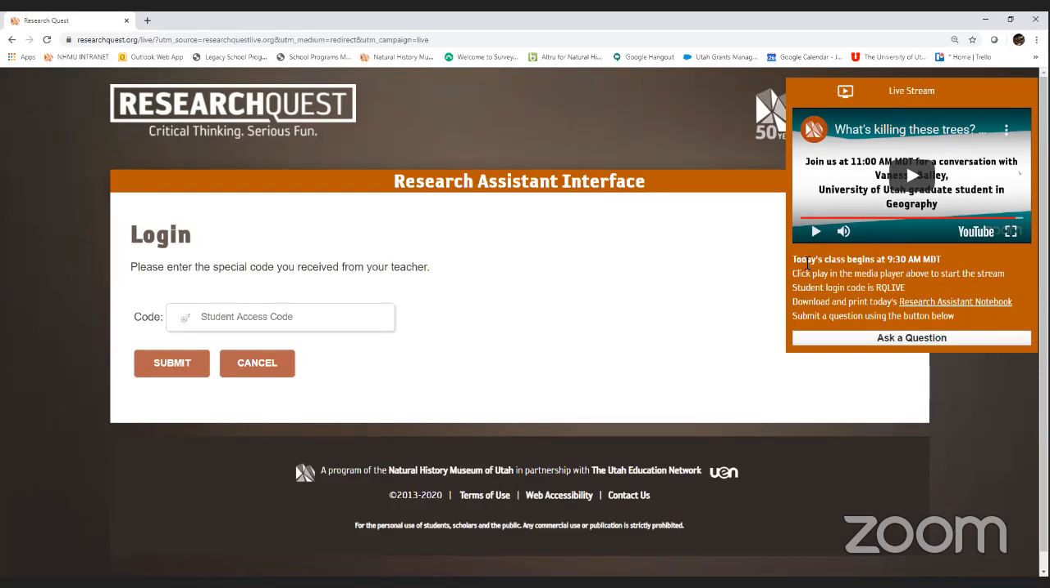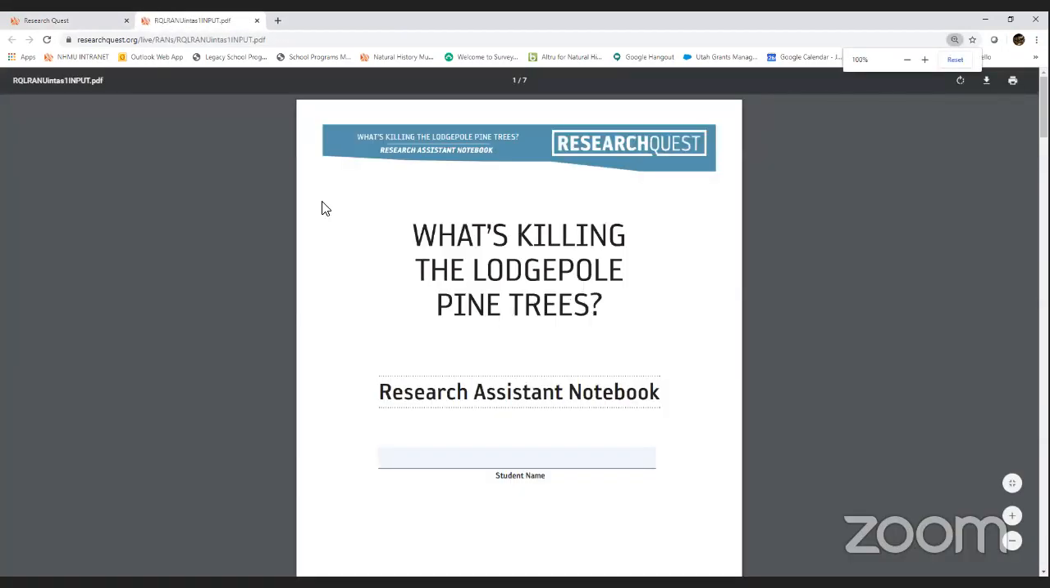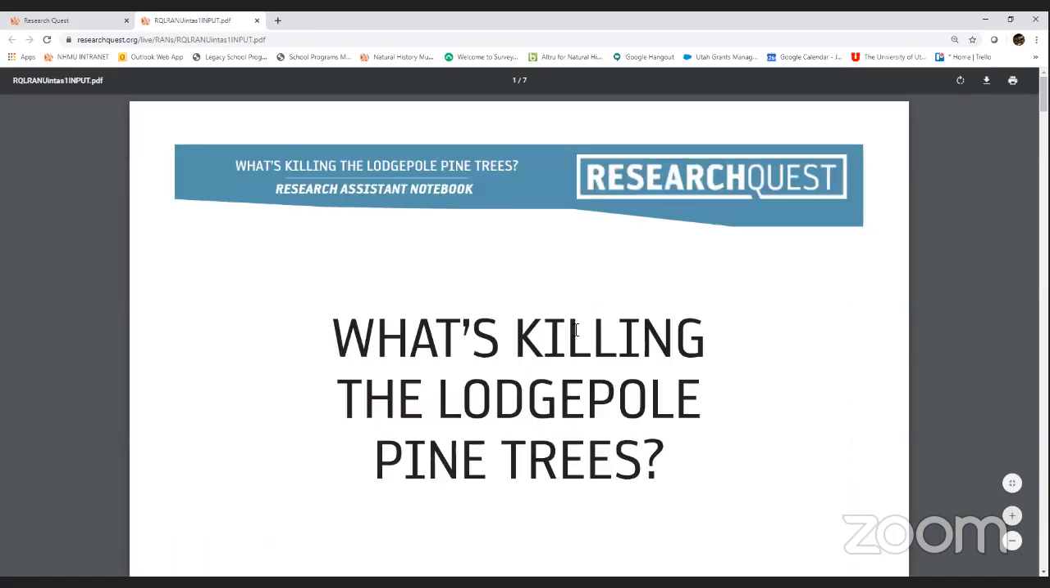Now, also here, you can see this text right here. This is where we're going to download and print our Research Assistant notebook. I'm going to go ahead and click on that. That's going to open my notebook for today.